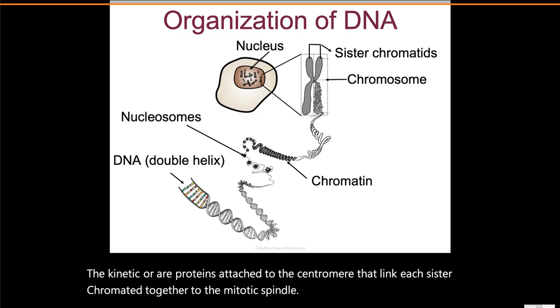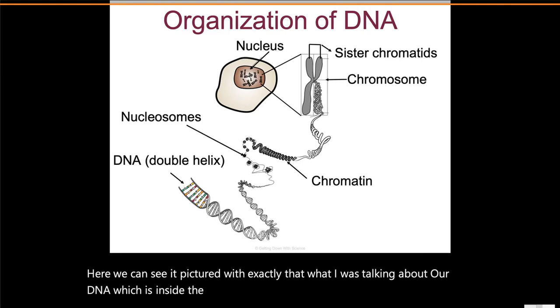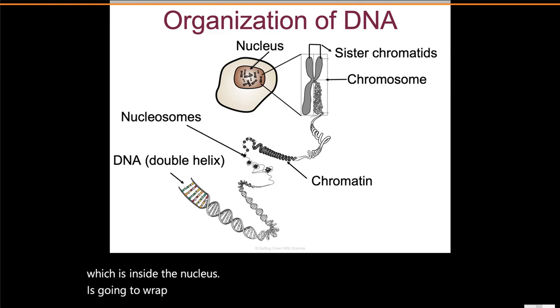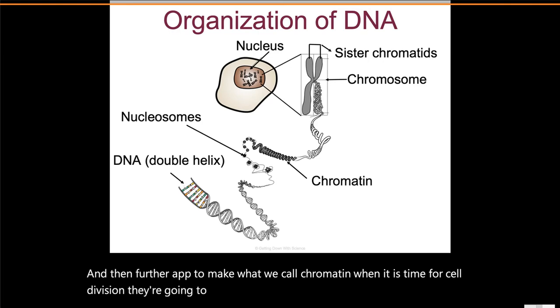Here we can see it pictured with exactly what I was talking about. Our DNA, which is inside the nucleus, is going to wrap around nucleosomes and then further wrap to make what we call chromatin. When it is time for cell division, they are going to extremely densely compact to form what we know as chromosomes.